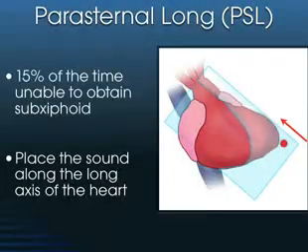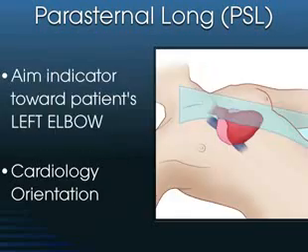Now, about 15% of the time, because some patients have small livers or other issues, it's really difficult to obtain a subxiphoid view. So it's good to know some other tricks up your sleeve, such as the parasternal long axis. And as its name suggests, it's para, next to the sternum, in the long axis of the heart. And we use the cardiology orientation, which is where we take the indicator and we aim it this way so that the apex is towards the indicator on the screen.